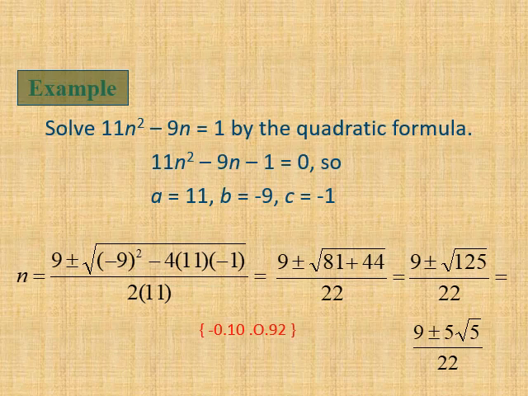If I ask you to find the result to the nearest 2 decimal places, finally it will be negative 0.099, which after approximation is negative 0.10. Then 0.917 means 0.92. So the solution set will be negative 0.10 and 0.92.